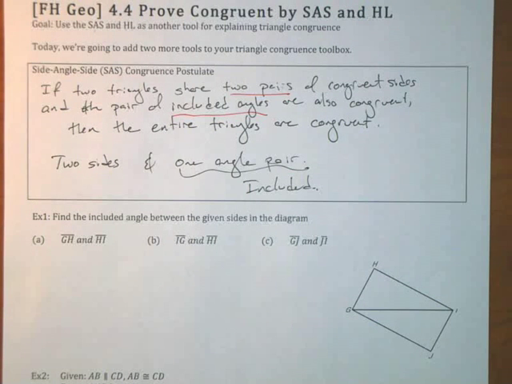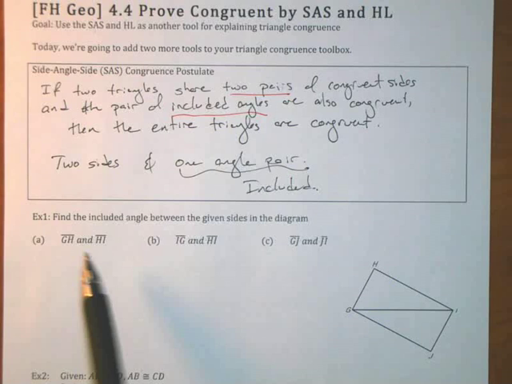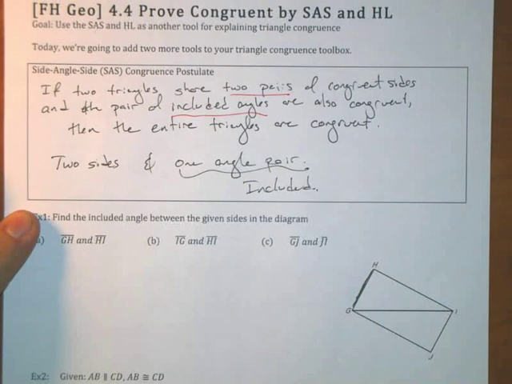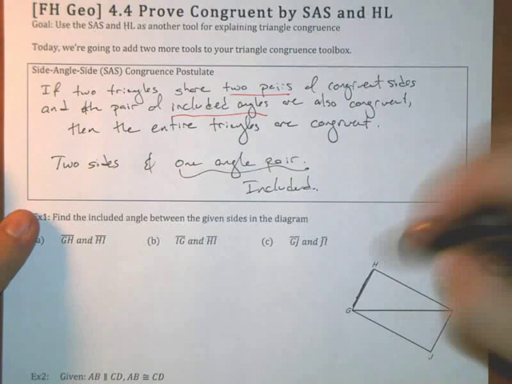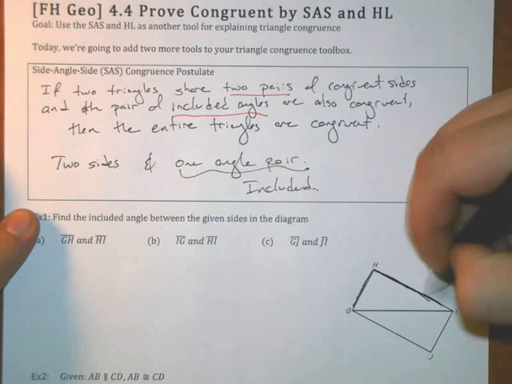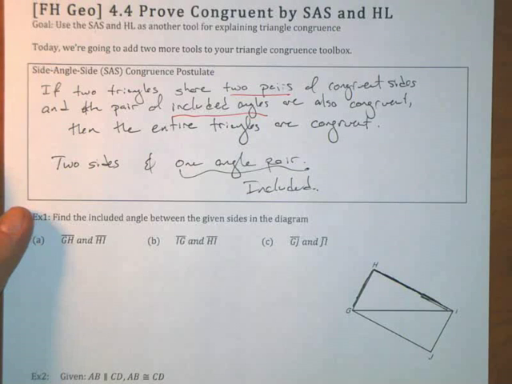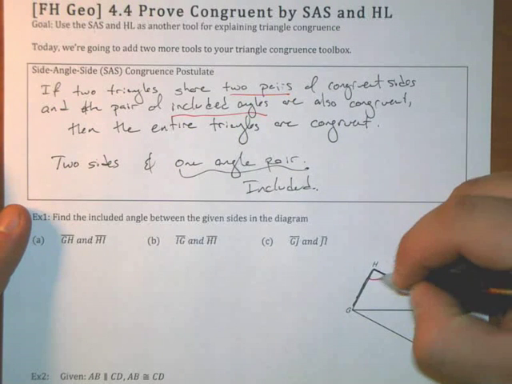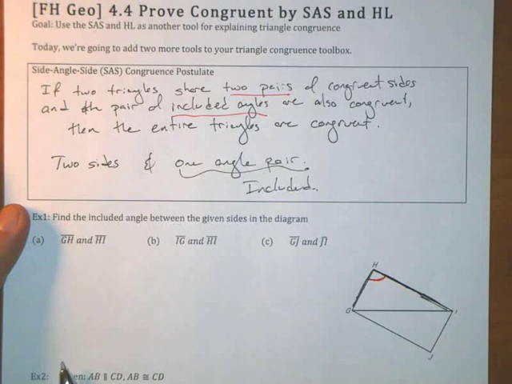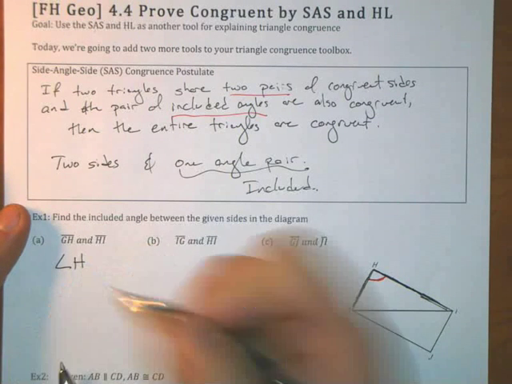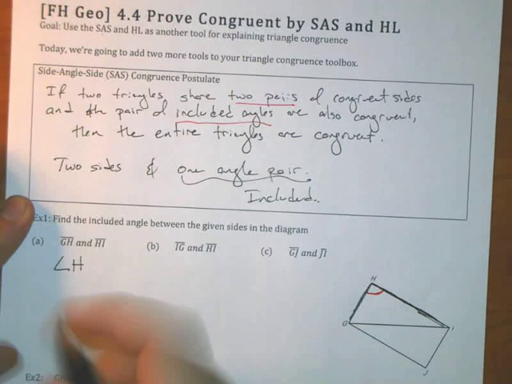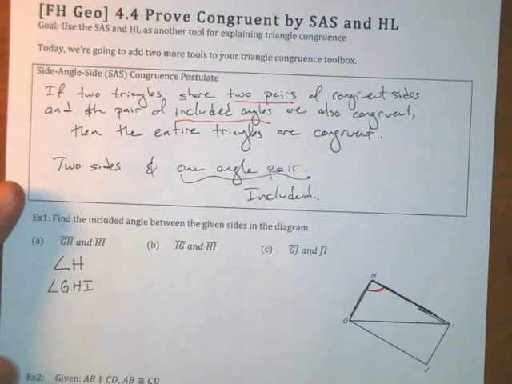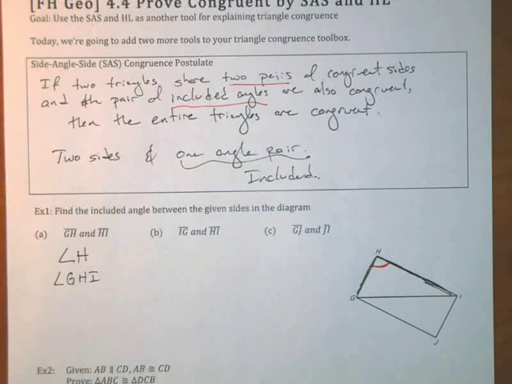So, for example, in this diagram, for GH and HI, the included angle is the angle that's formed by those two segments, namely this angle, or angle H, or maybe another way to describe the angle might be angle GHI. They're the same angle, just named two different ways.